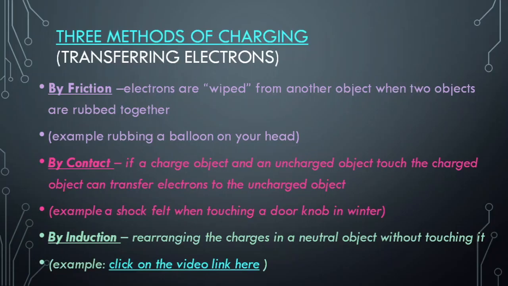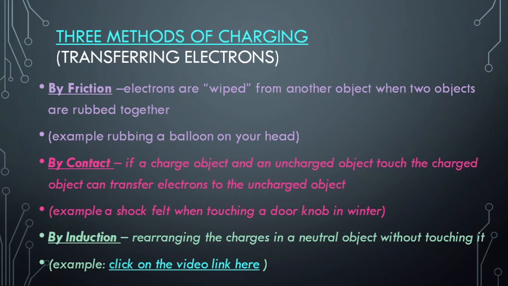Okay, so this slide gives us the three methods of charging or transferring electrons. When we charge something, we transfer electrons to it. The first way that we can talk about charging something is by friction, and this is where electrons are wiped from another object when two objects are rubbed together.